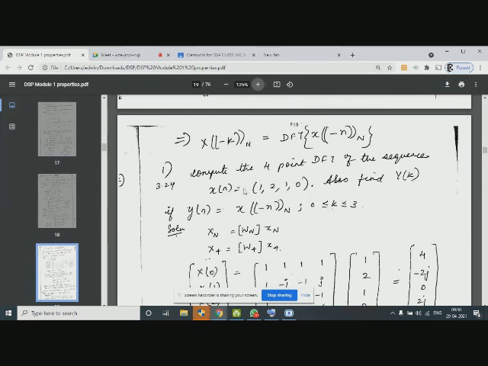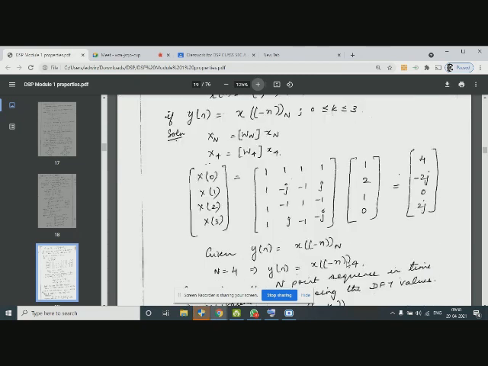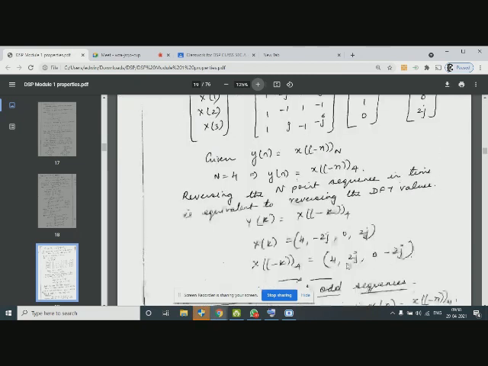Okay, example for this. So consider your y of n is equal to x of minus n. x of n is there. Take x of minus n. What is x of minus n in this problem? This is 1, 2, 1, 0. It will be 0, 1, 2, 1. That is your x of minus n. So find the DFT of that. DFT of this also you find. This will be your x of k.